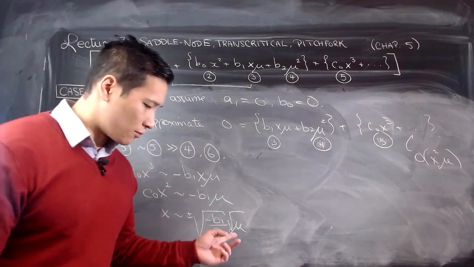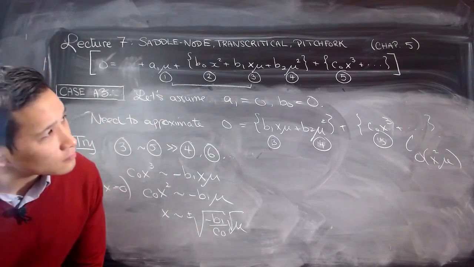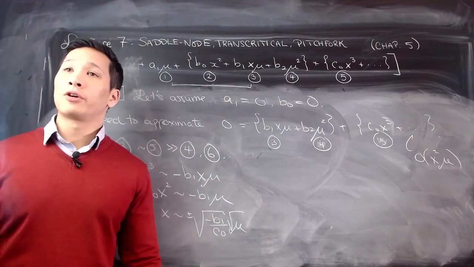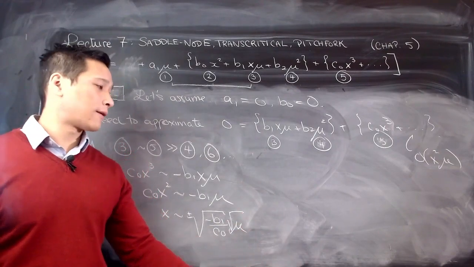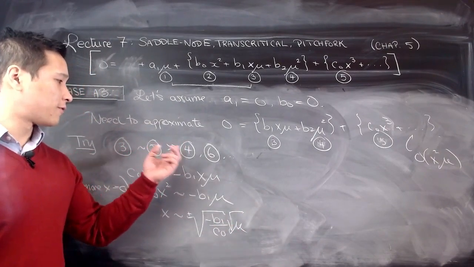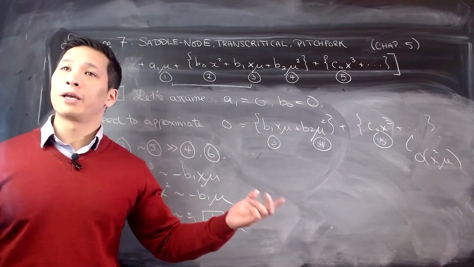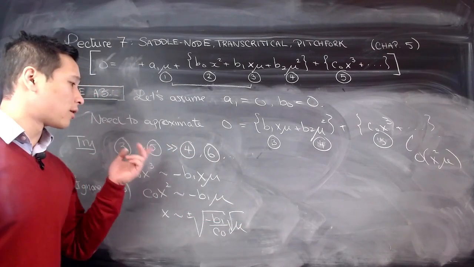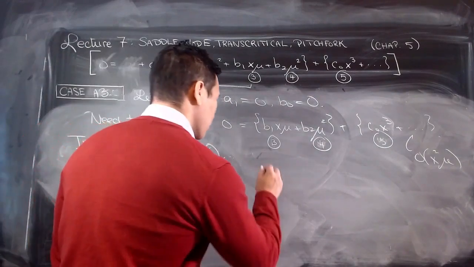So you see it's the root mu. And the question is, is this a legitimate balance? So we have to put this answer here into 4 and 6 and so forth and make sure that they are indeed smaller than 3 and 5. So you check.